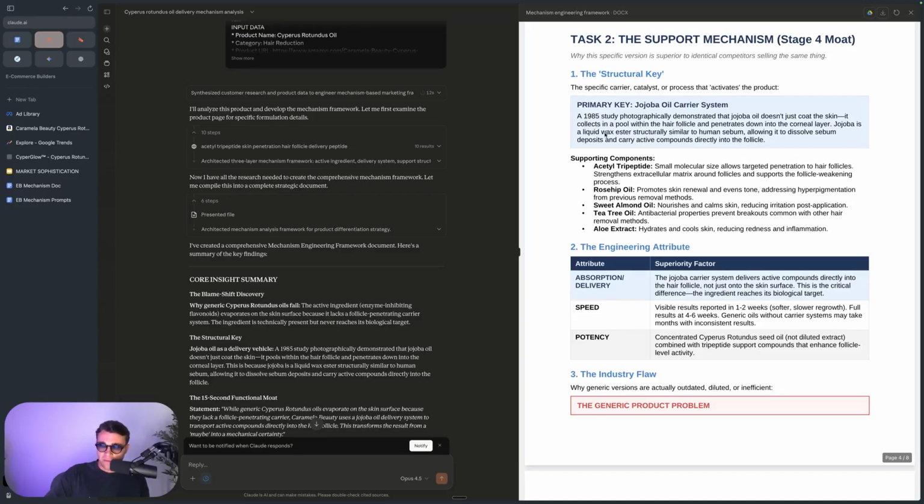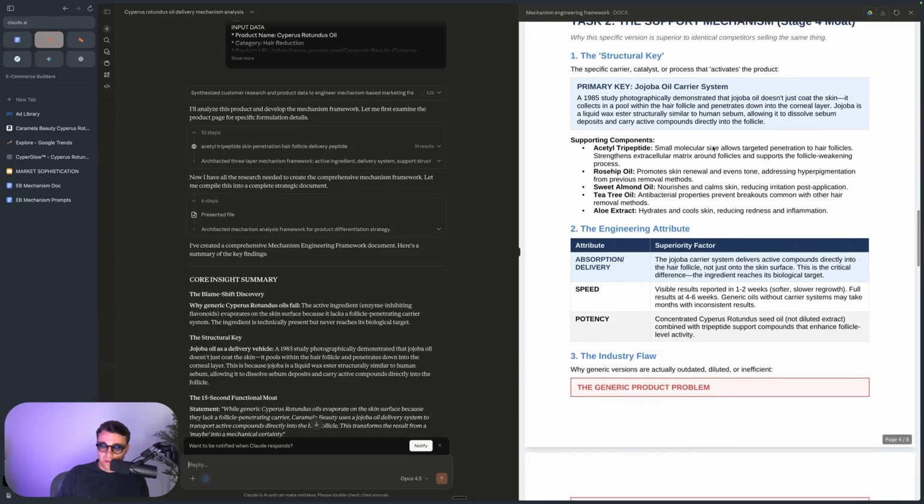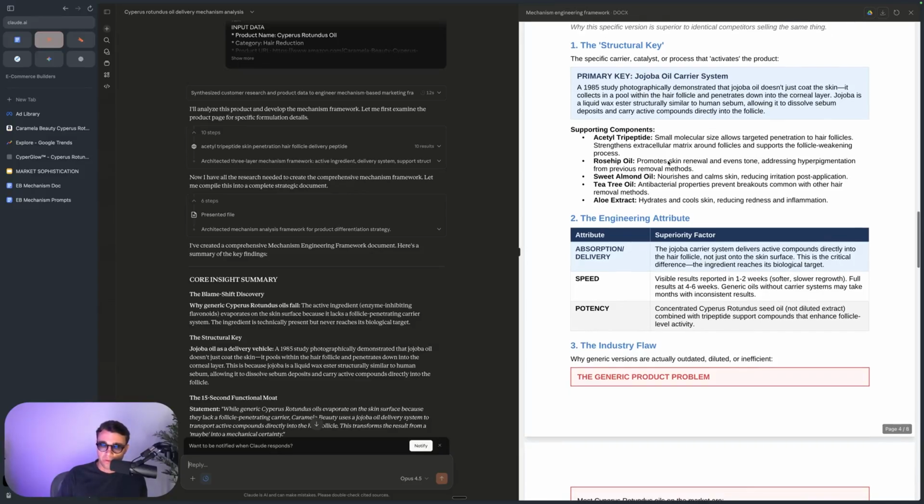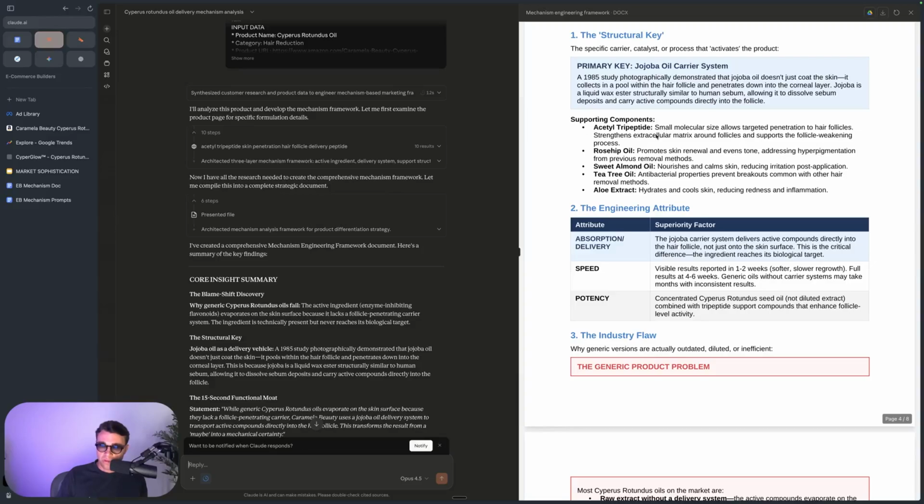A 1985 study demonstrated that jojoba oil doesn't just coat the skin, it collects in a pool within the hair follicle and penetrates down the corneal layer. Jojoba is a liquid wax ester structurally similar to human sebum, allowing it to dissolve sebum deposits and carry active compounds directly into the follicle. This is absolute gold.